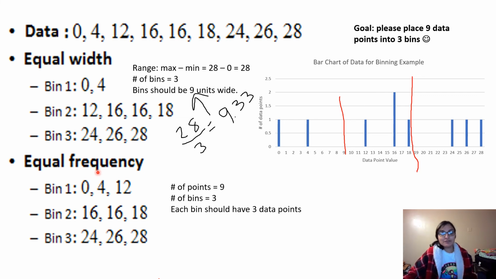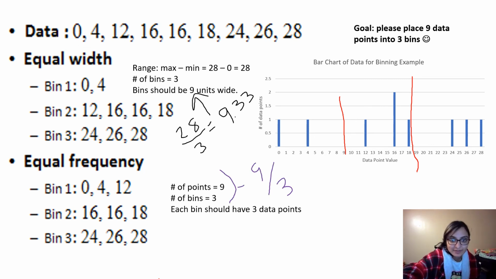And for equal frequency binning, on the other hand, for equal width you look at the range and the number of bins, and that tells you how many units you have. You always want the data to be sorted from least to greatest. For equal frequency or equal density binning, again it's sorted, but instead you say, hey, I have 9 data points and 3 bins, so each bin should have 3 data points inside it. 9 divided by 3 is 3. So that's the operation here.